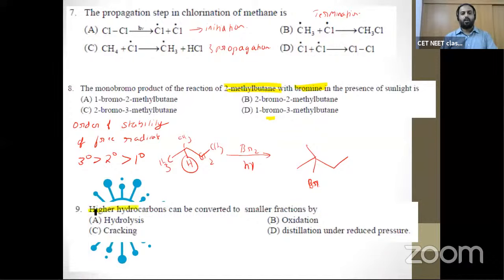Higher hydrocarbons can be converted to smaller fractions by a process. What do you call this process? Anybody? Let me see the chat section. Majority have suggested B, and Sunanda says option C. Very good, that's correct. Ankita, Vinayak, all of them are of the opinion that it is option C. Very good. Yes, it is cracking. Or you remember there was one more term for it: pyrolysis. This is called pyrolysis or cracking.